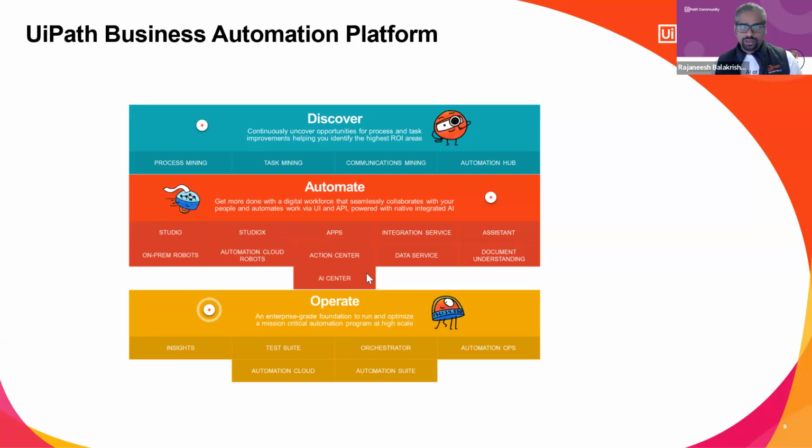So discover, as you know, is the first phase of any automation. That is where we discuss with the business on what to automate, right? You can see there are tools like process mining, task mining, communication mining, and automation hub. These are the tools that will help us decide what we are going to automate, right? And you can see task mining.